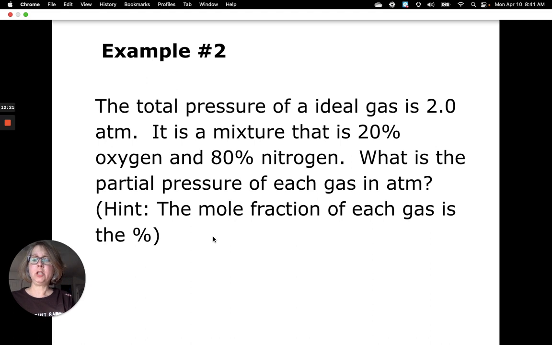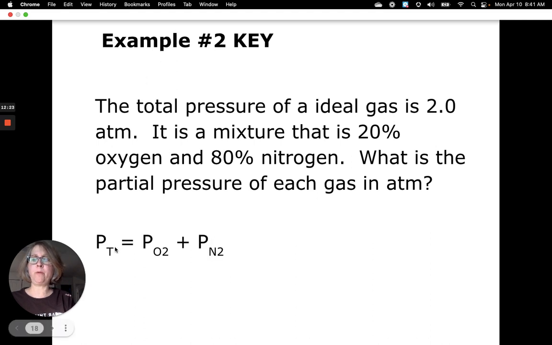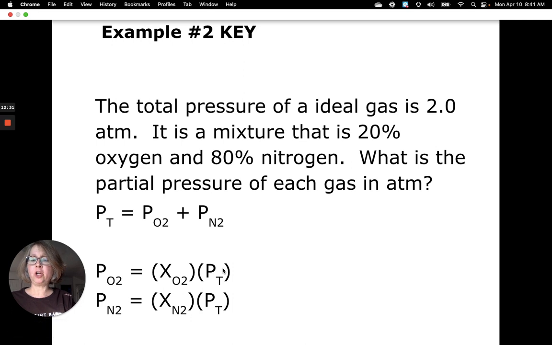Okay, so let's set this one up. We know the total pressure is going to be the pressure of the oxygen plus the pressure of the nitrogen. Now, what's the pressure of the oxygen? What's the pressure of the nitrogen? Well, they're just the mole fraction, or the percent that's oxygen, times the total pressure, and the mole fraction, or the percent that's nitrogen, times the total pressure. So we're just going to plug in those numbers.